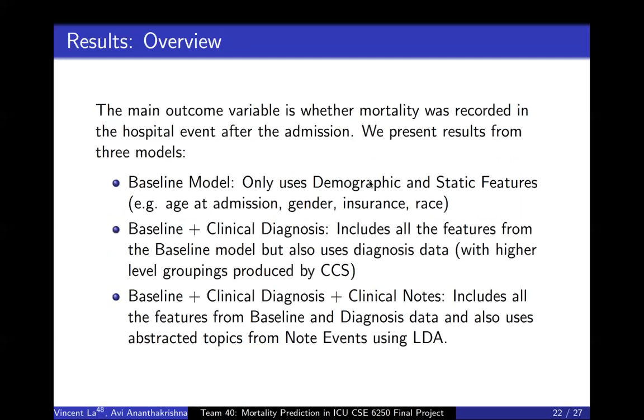So just to review, the main outcome variable that we're trying to predict is whether mortality was recorded in the hospital event after the admission. And so we present the results from three models. We're going to start with the baseline model, which uses age at admission, gender, insurance, race. Then we're going to get into the baseline plus clinical diagnosis data, which includes all the features from the baseline model but also uses diagnosis data. And then baseline plus clinical diagnosis plus clinical notes, which includes all the features from baseline and diagnosis data, but then also uses abstracted topics from the note events data using LDA.